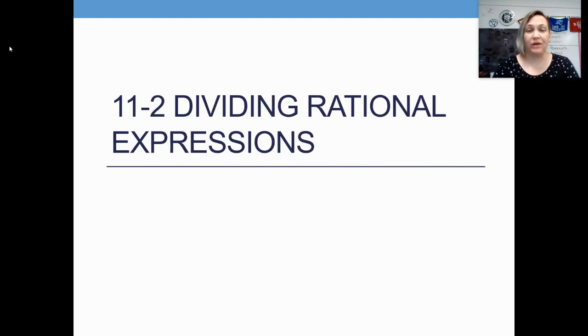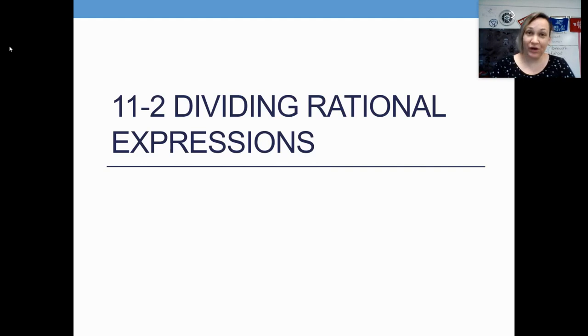For this final topic, we will be dividing rational expressions. So far this chapter, we have taken a single fraction and simplified it. We took two fractions and multiplied them together. And so the last thing we're going to do is take two fractions and divide them. Today, we're going to be focusing on monomials, which means that you will not need to factor today.